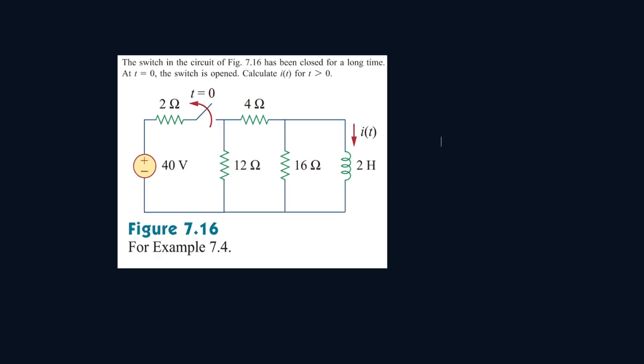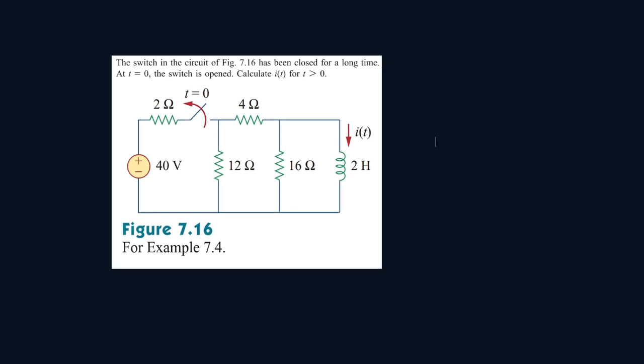Okay, so for the following circuit, we're told that the switch has been closed for a very long time, and when t is 0, the switch has finally been opened. So we have to calculate the formula for I of t when t is greater than 0. Right now, let's see what the circuit looked like when t was less than 0.